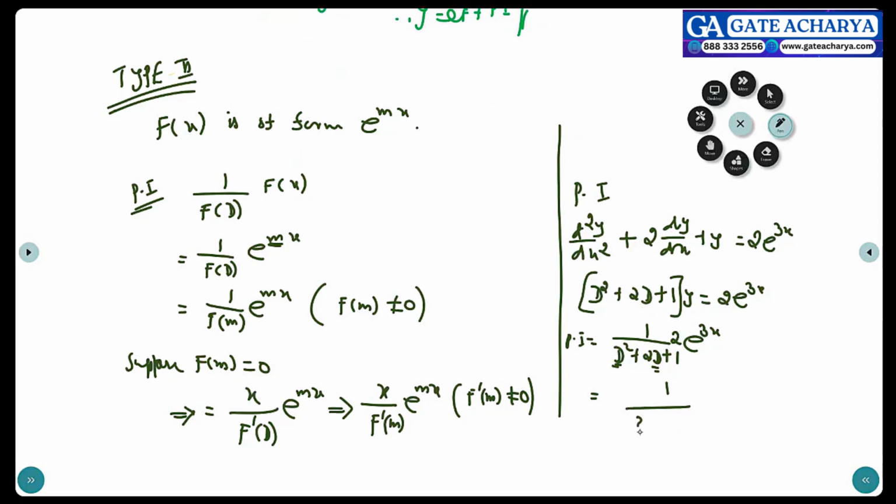So 1 by 3 square plus 2 into 3 plus 1, into 2 e power 3x. That is equal to: 2 into 3 is 6, 3 square is 9, 9 plus 1 is 10, 10 plus 6 is 16. So 2 by 16 into e power 3x. Therefore, the particular integral is 1 by 8 e power 3x. That's the particular integral.